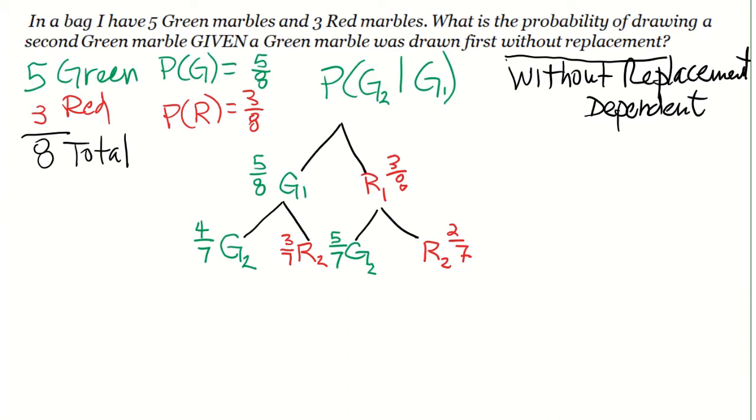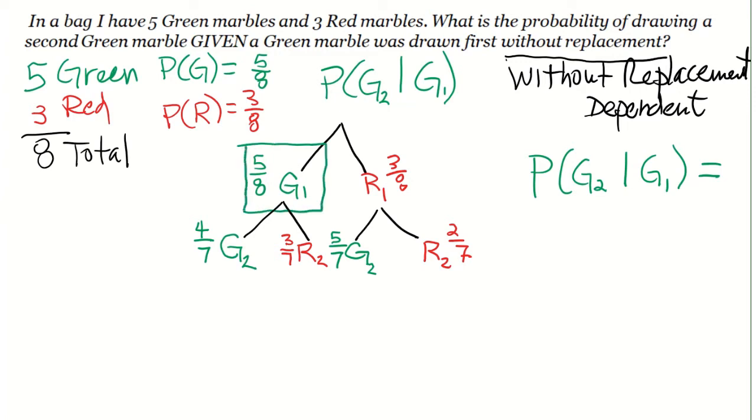So now that I have my tree diagram to show me how the probabilities are going to flow, let's answer this question of what is the probability of drawing a second green given that I drew a green on the first try. So let's look at this and see what does that mean. What this is saying is that on my first try I drew a green. So this is what I'm given, and I want to know what is the likelihood that I'm going to draw another green, and that's this probability right here.